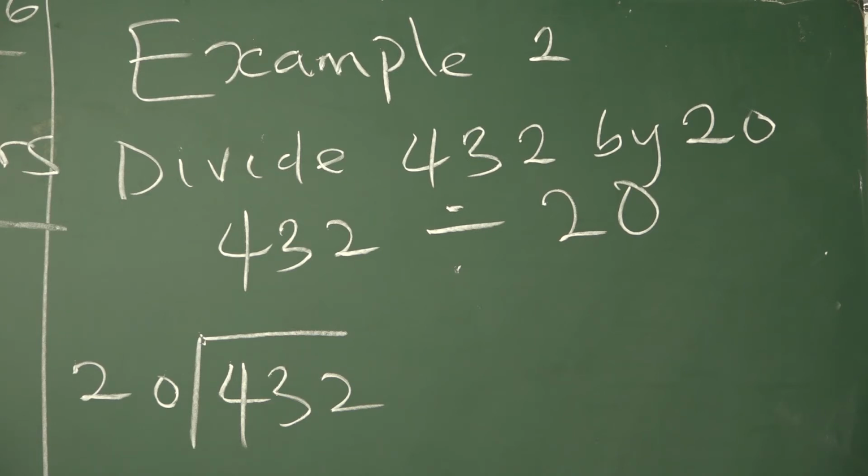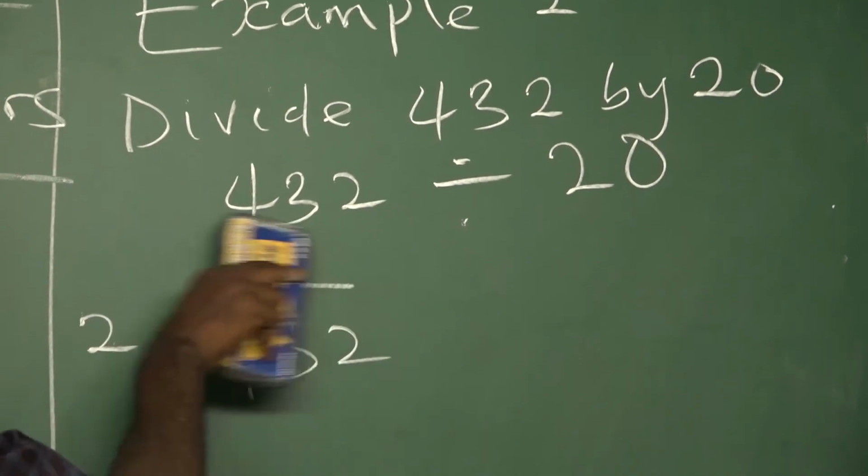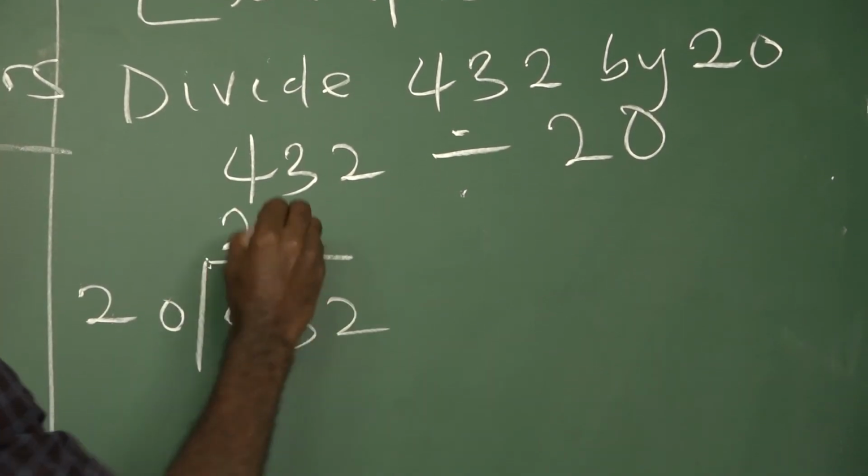If you have a problem like this, the first thing to do is to use the first number to divide the first number here. And if it doesn't go through, then you combine other numbers. But for now, if you look at this properly, you discover that 2 can go into 4, and that will be 2 times. So if 2 goes into 4, it will be 2. Let's write this correctly. It will be 2.